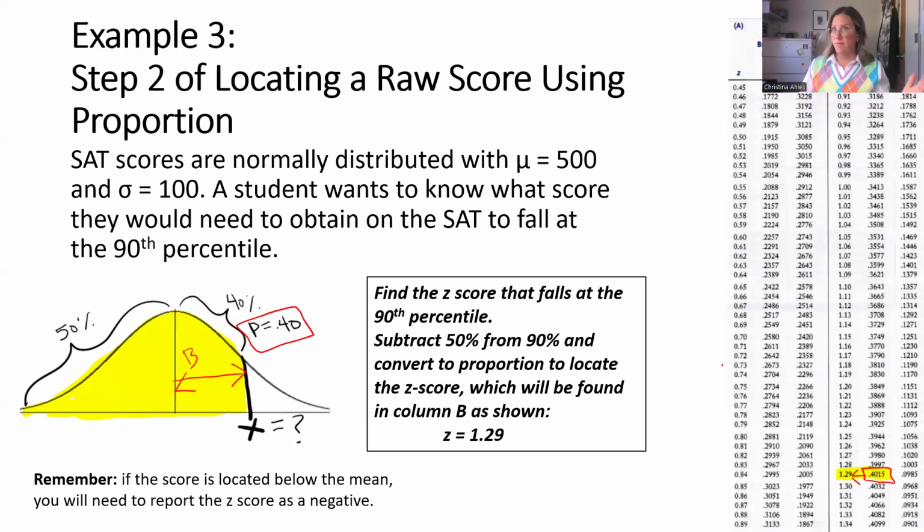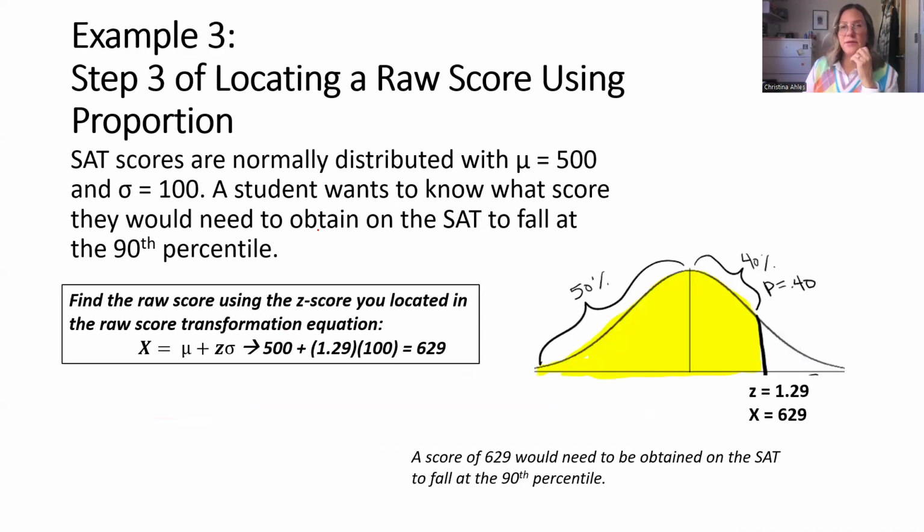So now you're working backwards. You're using probability or proportion to find a z. Now we know the z is 1.29, and it's a positive 1.29 because it's above the mean. If it was below the mean, we would need to put that negative in there. So now we can find the raw score, what score we would need to be in the 90th percentile. All we do is plug and chug.